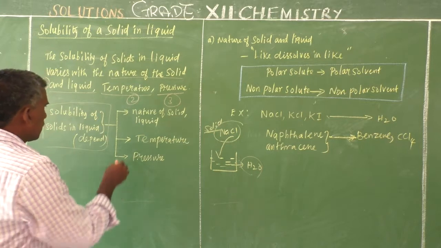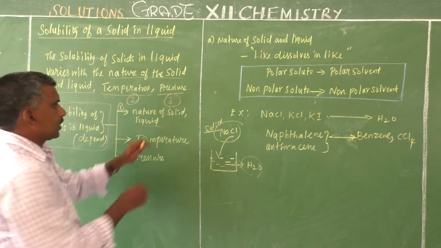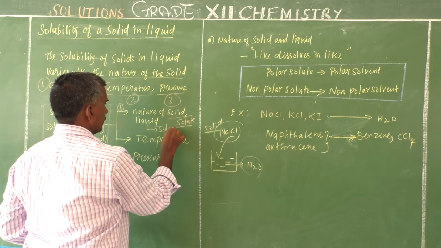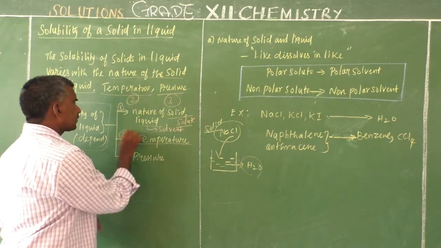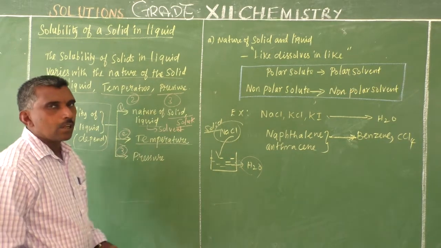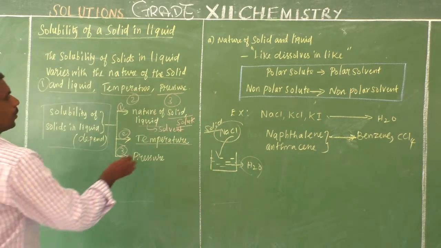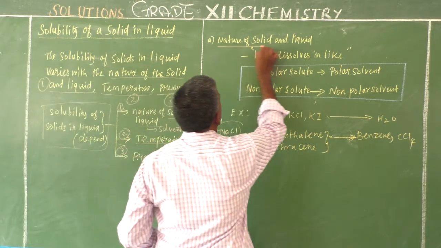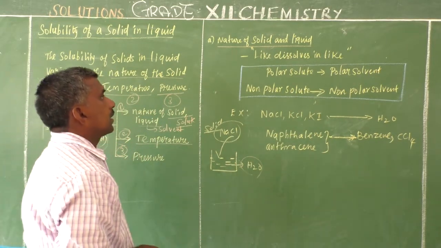One is the nature of the solid and liquid, where the solute is a solid and the liquid is a solvent. Second is the temperature factor. Third is the pressure factor. Now we will discuss these three factors for solubility of solids in liquids. First, the nature of the solid and the solvent.